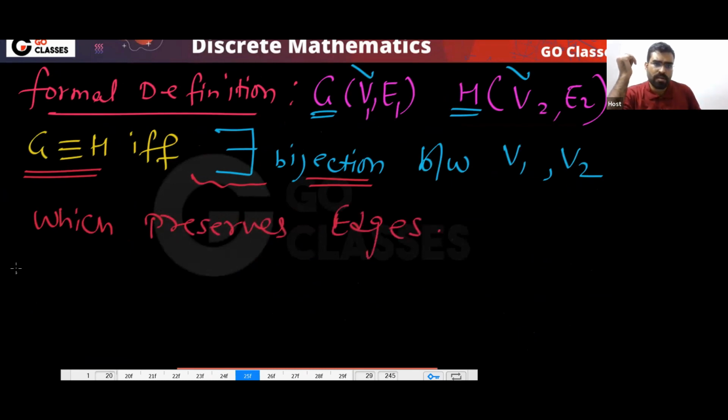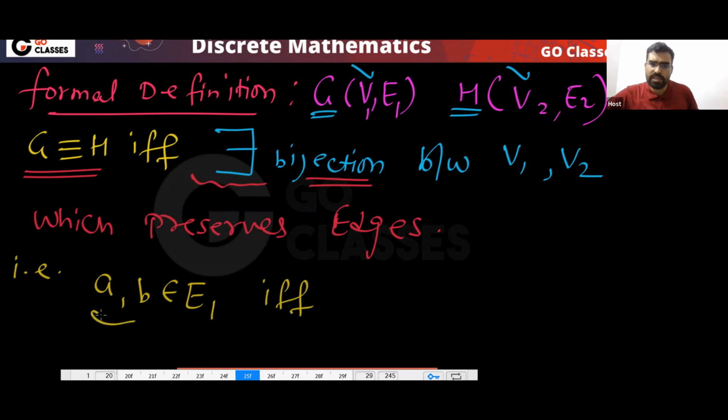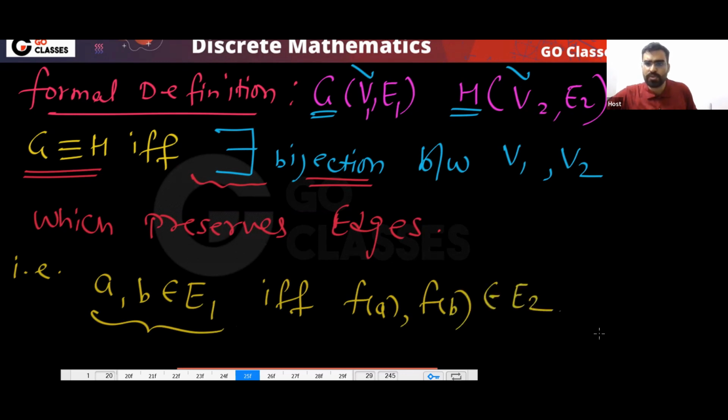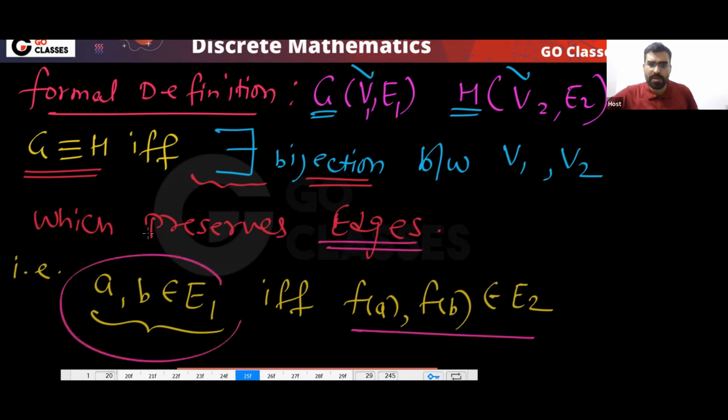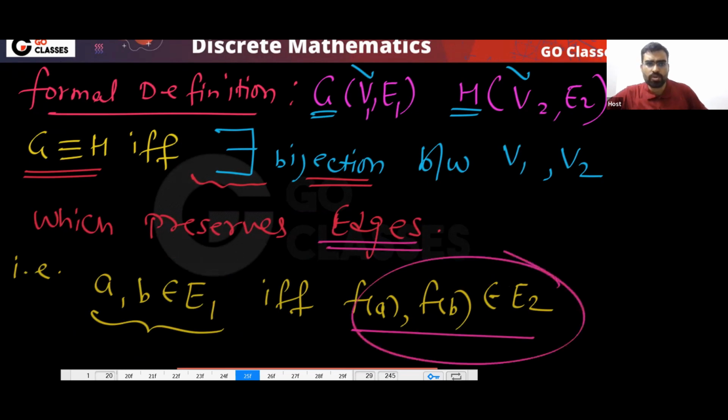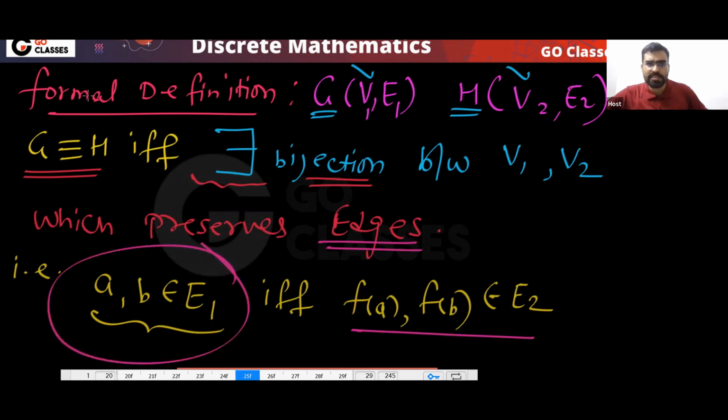What does it mean? It means that A comma B belong to E1 if and only if their images, their corresponding characters, belong to E2. Yes or no? So they should preserve edges. Means A comma B have an edge if and only if their images also have an edge. And if they don't have an edge, then their images also don't have an edge. So they should preserve edges.